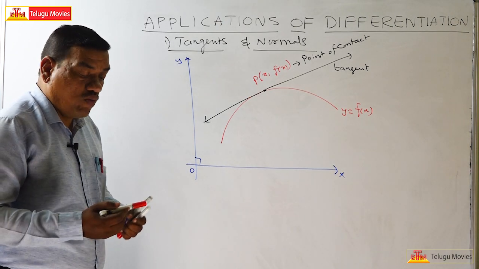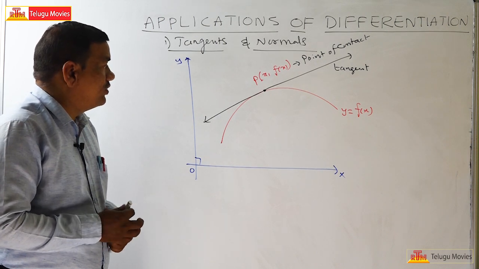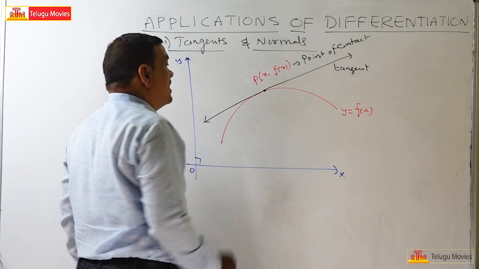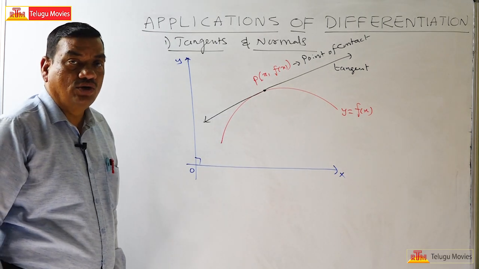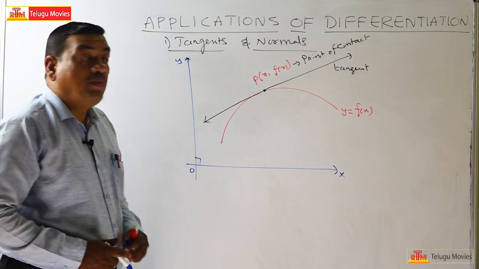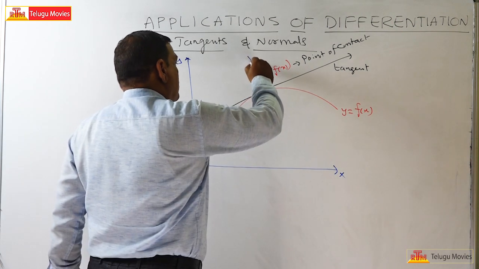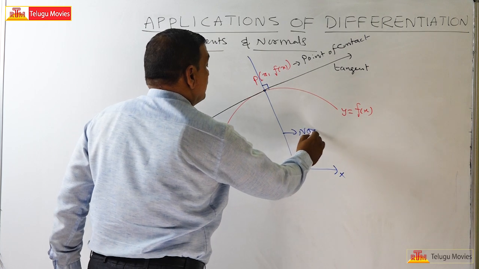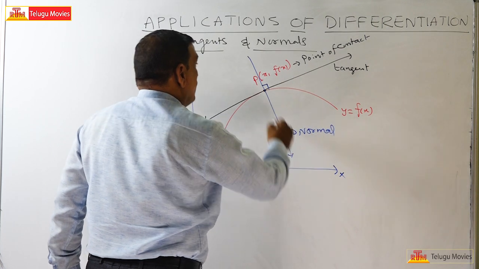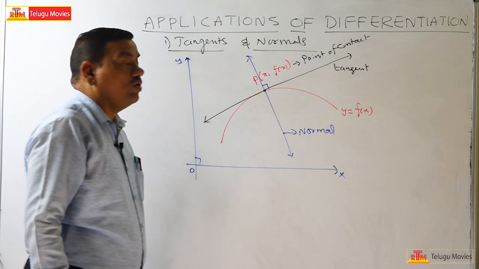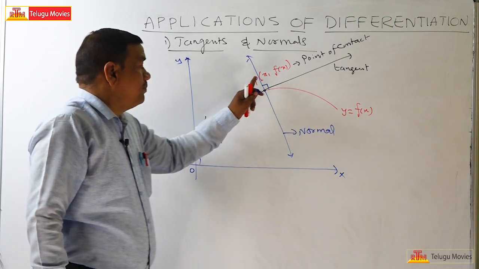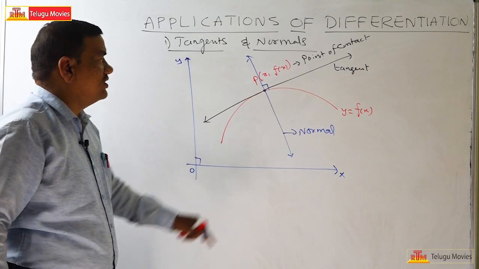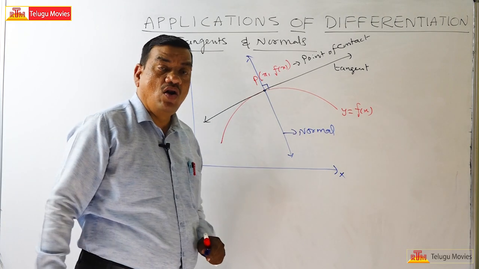Now coming to one more concept, that is the normal. What is a normal? A normal is a line which is perpendicular to the tangent and passes through the point of contact. So this is the normal of the curve y = f(x). Here P(x, f(x)) is the point of contact. This is the tangent and this is the normal of the curve.